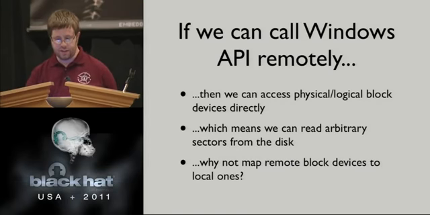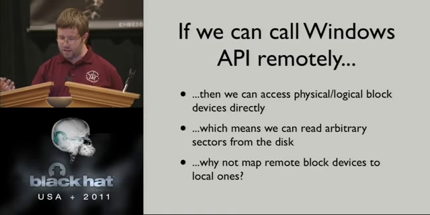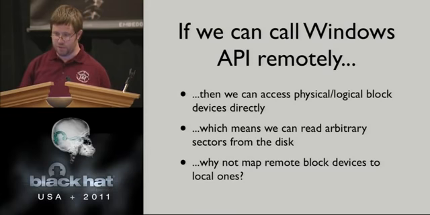So we can do that. We can access these physical and logical block devices directly. The physical devices being the actual full disks that are hooked up to the system. The logical devices being the individual partitions, file systems, volumes, whatever you want to call them, A, B, C, D, E. Those, we can open up as file handles. And at that point, we can read arbitrary sectors from the disk. We can seek and read from wherever we want to. So if we can do that, we can pull any information we want out, just like our favorite forensics tools.